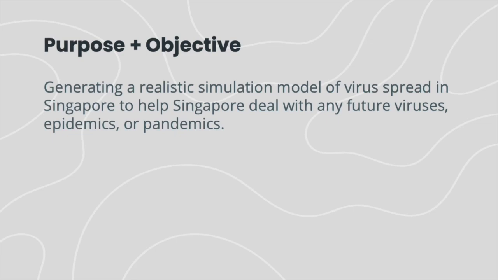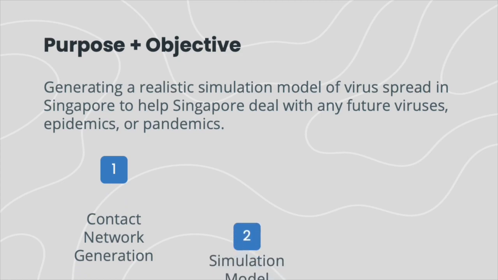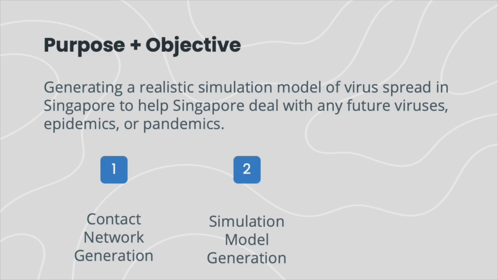This purpose is achieved by doing three things. 1. Creating a contact network that replicates the population structure of Singapore. 2. Creating a simulation model that can replicate real data in Singapore. 3. Creating a web simulator to easily simulate and visualize the results of the simulation.